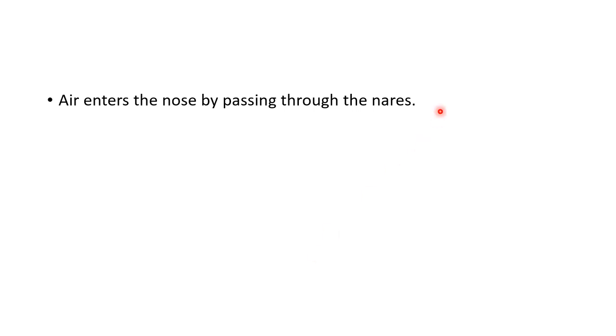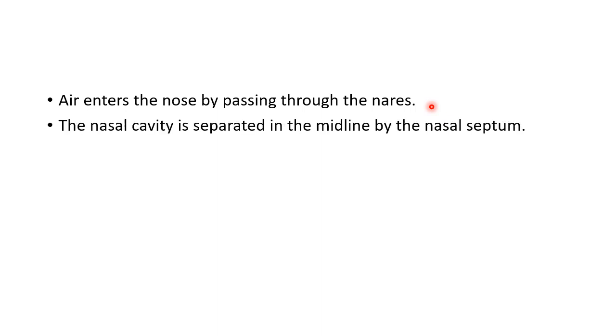Air enters the nose by passing through the nares, or otherwise known as the nostril. The nasal cavity, which is the space posterior to the nares, is separated in the midline by the nasal septum. The nasal septum is made up of bone and cartilage. So it separates the nasal cavity into a right and left chamber.